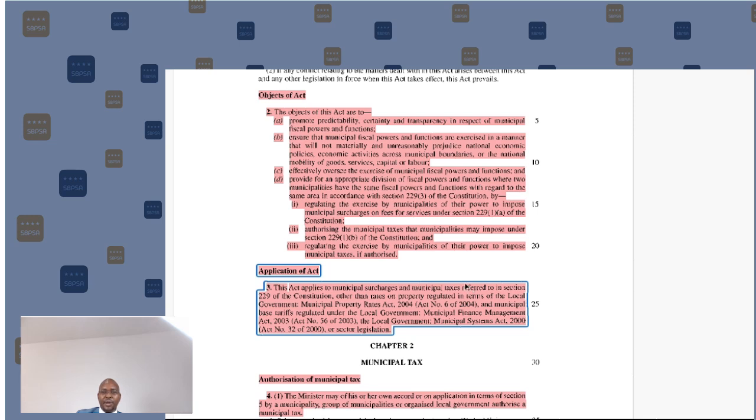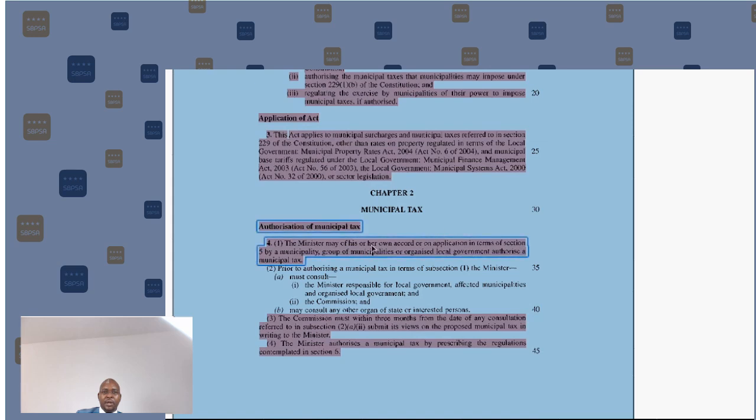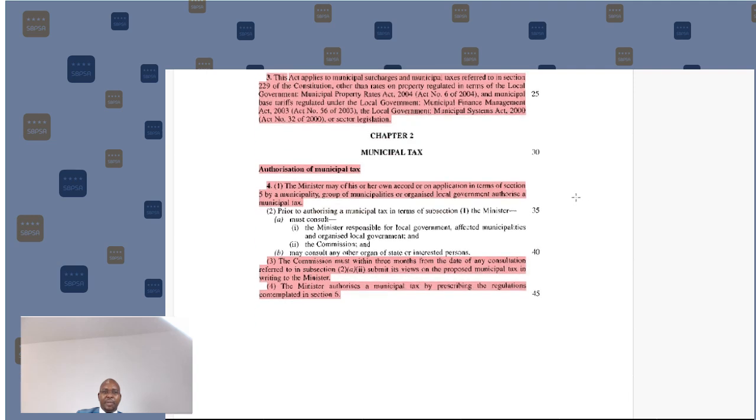As you have seen previously, there has been an important emphasis that the municipality property rates are not governed by this act, so there must be no confusion there. Authorization of municipality taxes. The minister may, of his or her own accord, on application in terms of Section 5 of a municipality, group of municipalities, approve or authorize a tax. So that is happening in section number 4.